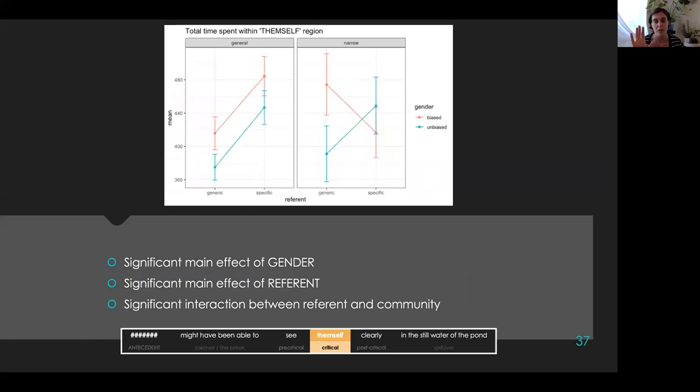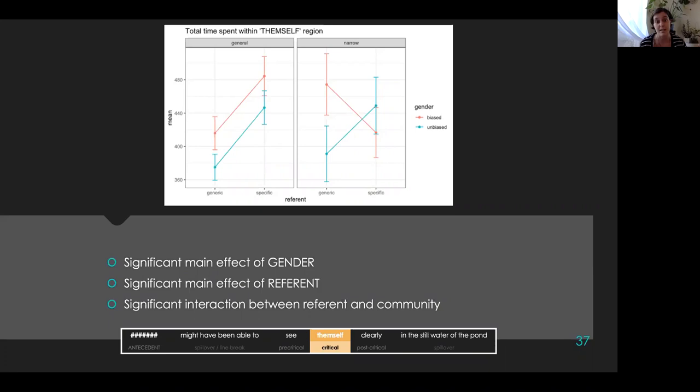So finally, taking a step a little bit back, when we look at total time, we're including those earlier reading times, but also all the time that someone returns to that region. And so it's sometimes considered a later reading time or a slightly anti-conservative reading time. And here is where it becomes most clear what's going on across these two communities.